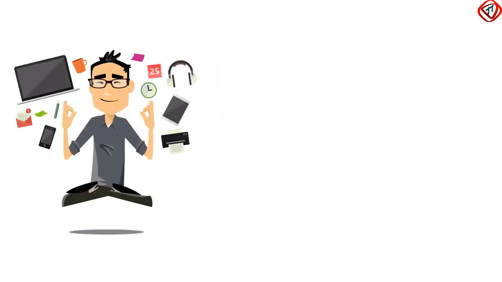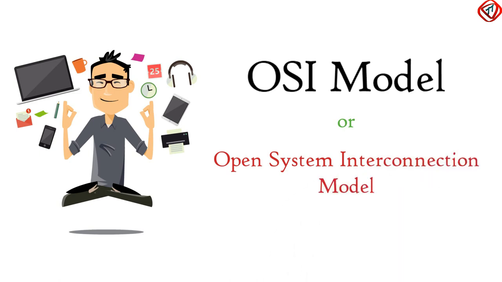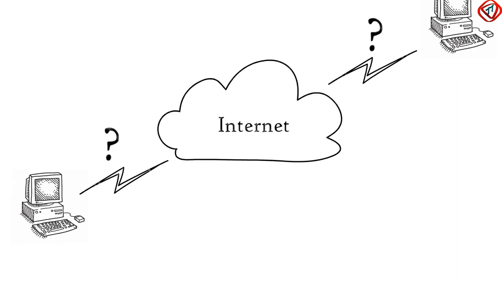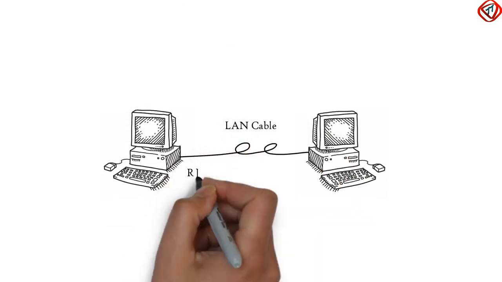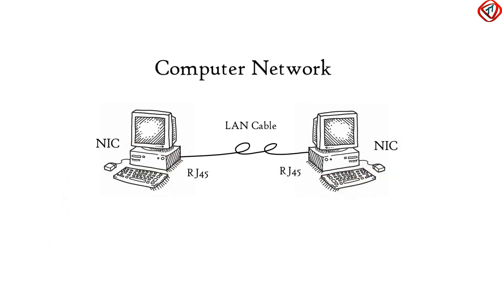Today we are going to learn about the OSI model, or Open System Interconnection model. So let's start. The OSI model defines and is used to understand how data is transferred from one computer to another in a computer network. In the most basic form, two computers connected to each other with a LAN cable and connectors, sharing data with the help of network interface cards, forms a network.